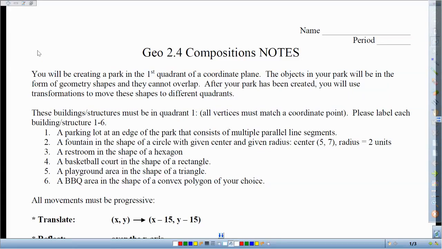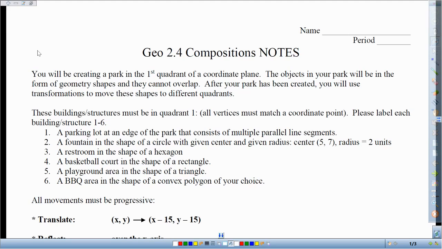Hey, everybody. So we're looking at 2.4 here, compositions. All right. So kind of an overview of what today's lesson is all about is basically we're going to be doing multiple transformations on the same graph. Okay. So all of that stuff we've been learning the last few days, translations, reflections, rotations, we're going to be doing all of those today on the same graph. So if you were feeling good on the last few lessons, this will be kind of more of the same. We're just doing a composition of them.